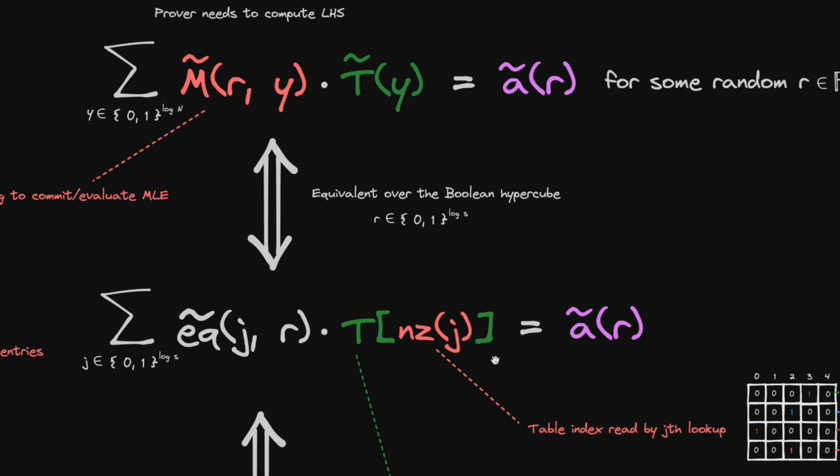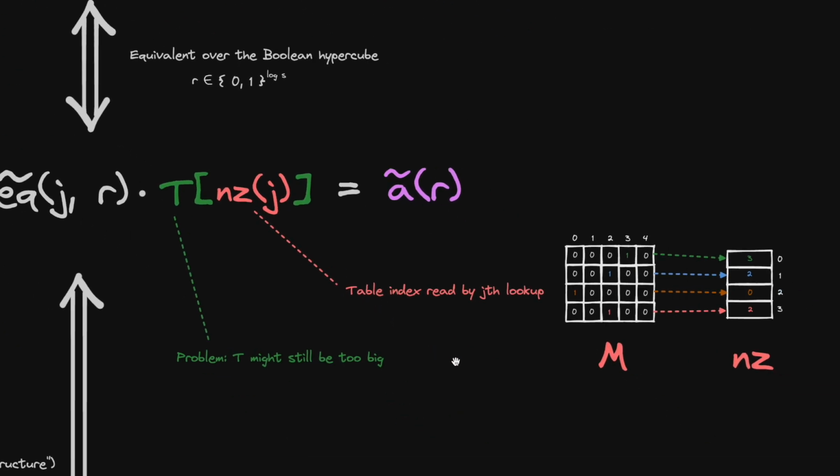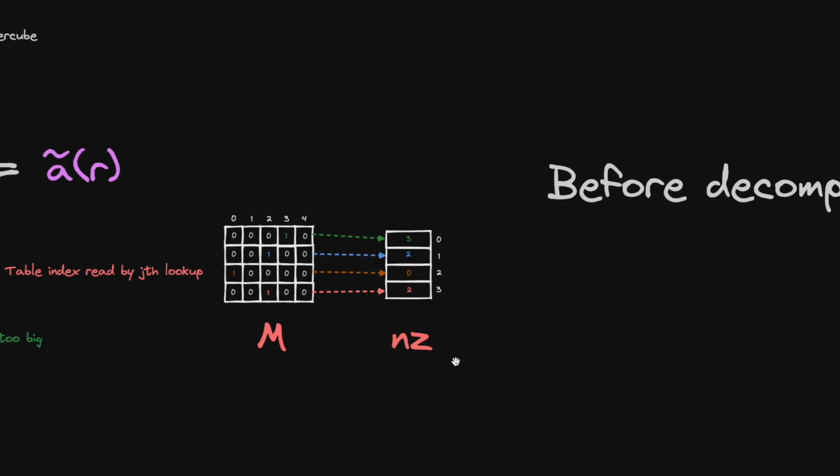Now we have the table capital T, and we're indexing into it using this function nz of J. So if we're looking at the jth lookup, nz is mapping that to the table index being read by the jth lookup. Pictorially, that looks something like this. Previously we had this matrix M determining our lookup indices, where the entry being looked at was specified by whether there's a 1 in the corresponding column of A for that row. So now we're just basically converting the rows into a single value.